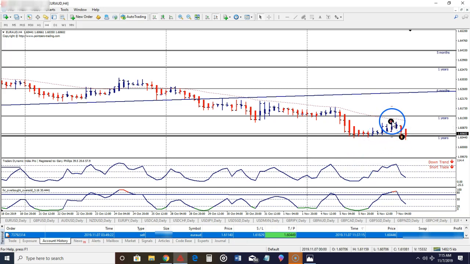Price went up. Perfect entry. It tapped our sell limit order and put us in the trade. Rode the market right back down. Alrighty, so that was the trade.